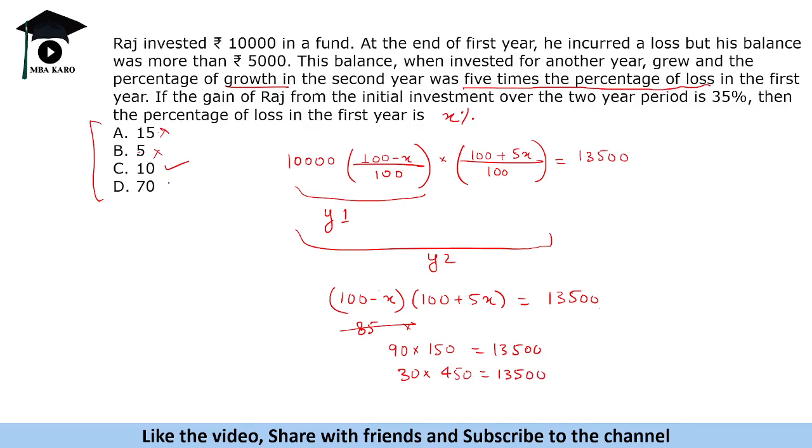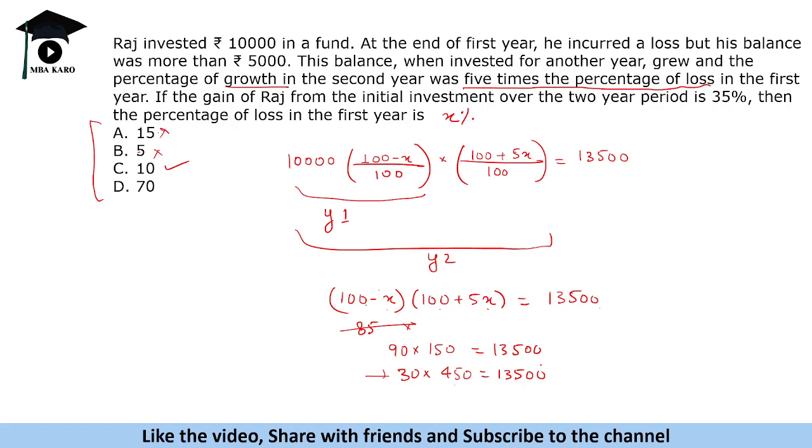Suppose this option appeared first, right? What will happen is if you are going option by option, you would encounter 10 first and you would mark this as the answer. But if it is 70, then also it works. See, 100 minus 70 is 30 and 100 plus 350 is 450. You are getting the same result.